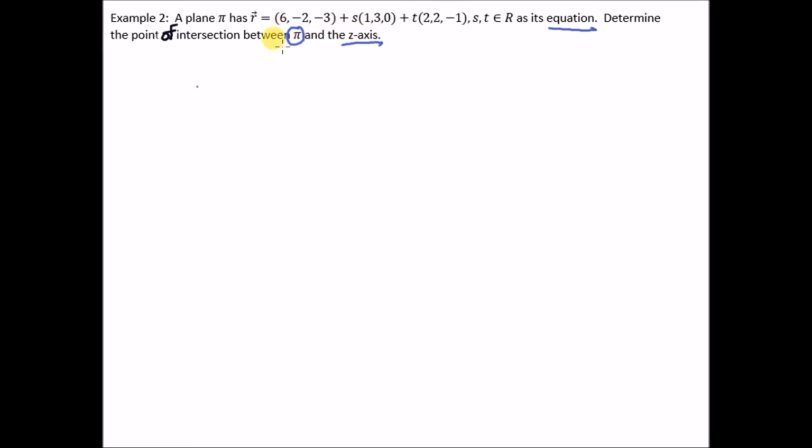First I'm just going to note that the intersection with the z-axis is going to be 0, 0, and then some letter. We can call it C, or we can call it Z. First we're going to write the parametric equations out. This time I'm going to show you something a little bit different. I'm going to go down. So 6, negative 2, negative 3.